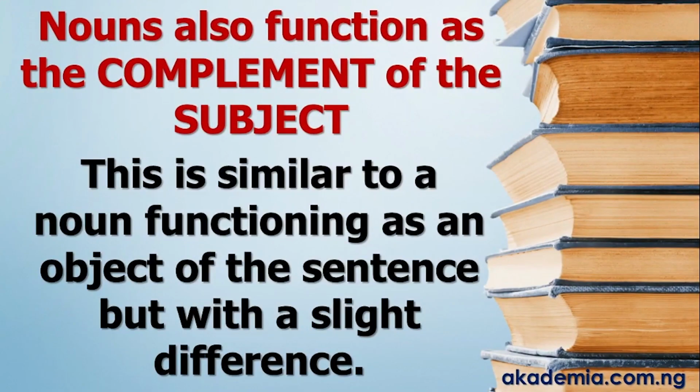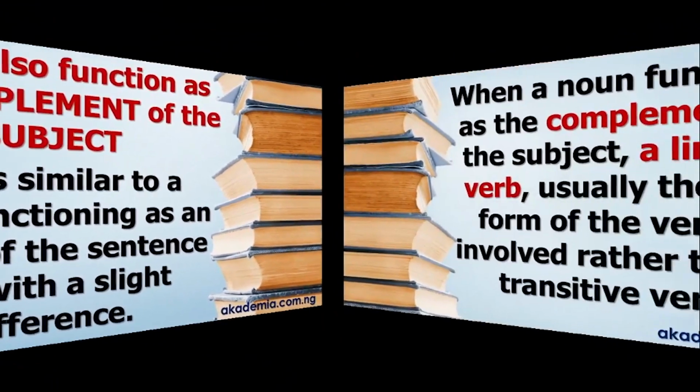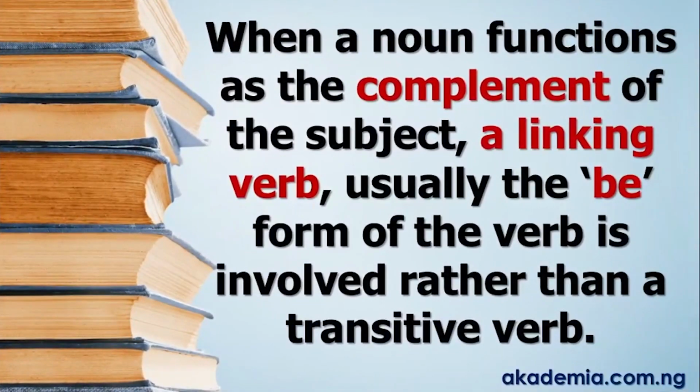Let's go on with how to identify a noun. Nouns also function as a complement of the subject. This is similar to a noun functioning as the object of a sentence, but with a slight difference. For you to identify between a complement and an object, check out the verb.